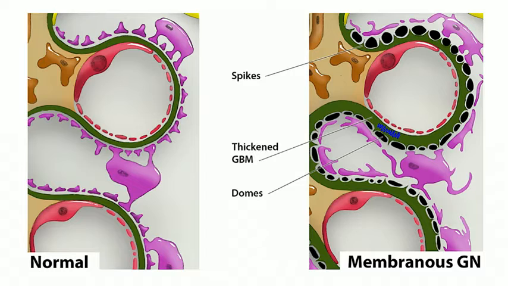So here's our drawing, and the basement membrane is diffusely thickened. And then along the surface of the basement membrane, instead of being nice and smooth, it has these domes, which are the subepithelial immune deposits. And then in between the domes, there's so much thickening of the basement membrane that it pushes up between the domes and it looks like little spikes. So this is called a spike and dome appearance, and you should definitely recognize that.